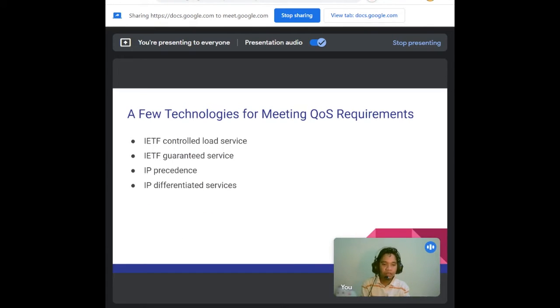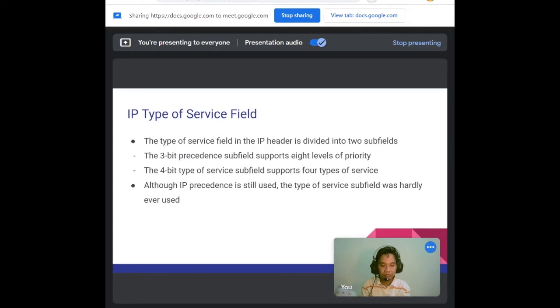This is a few technology meeting for QoS requirement. First is IETF controlled load service, IETF guaranteed service, IP precedence, and IP differentiated service. So the last is IP type of service field.